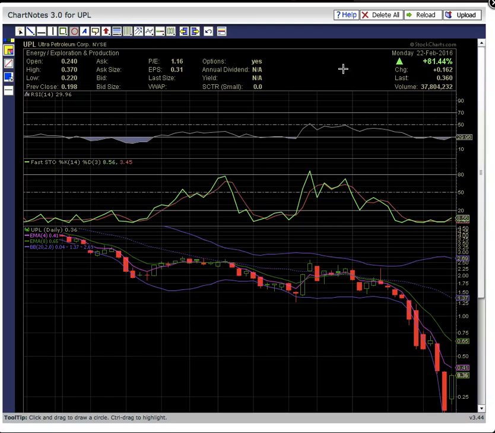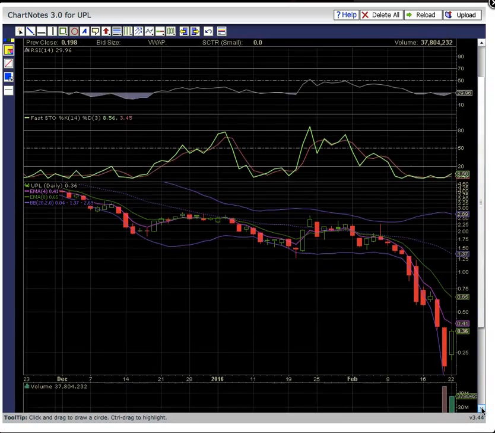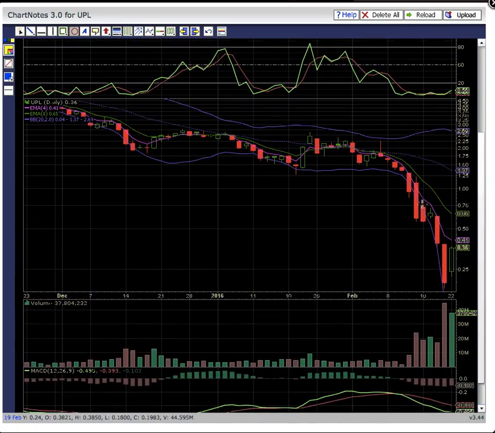This first chart is a daily chart, and each candle represents 1 day of trading. There was this huge move today, up 81%. A giant bounce here after the big drop last week. You can see the candles have been dropping for 2 weeks straight.